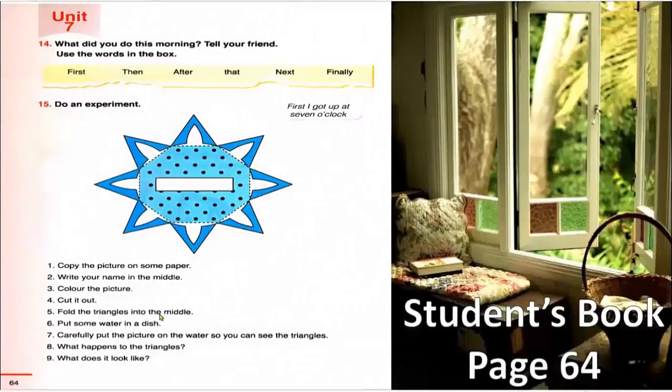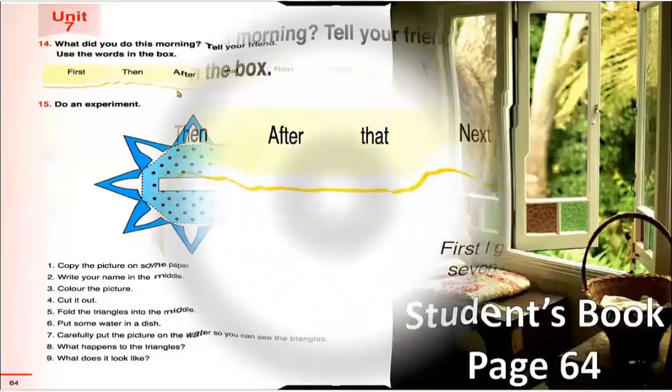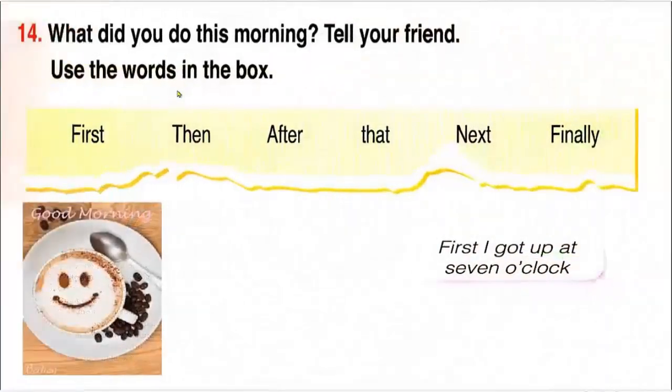Now please let's go to page 64. Please pay attention with me. Open your notebook and concentrate with me. We will start with exercise 14. What did you do this morning? Tell your friend. Use the words in the box: first, then, after that, next, and finally. These are called sequence words.